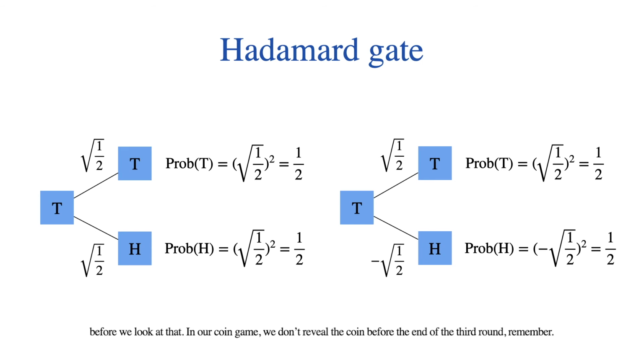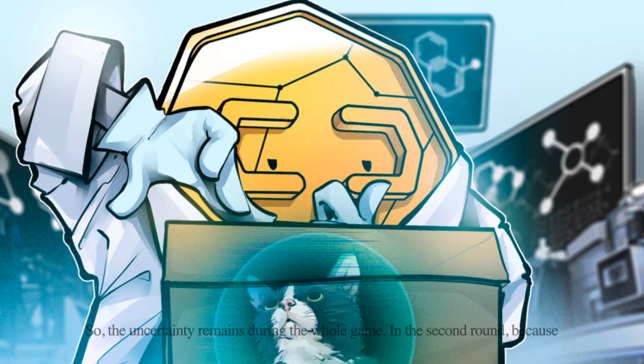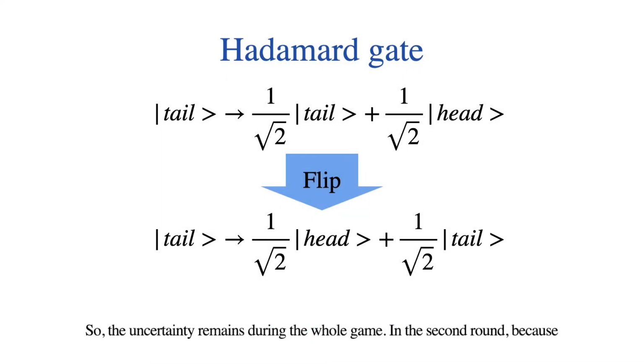In our coin game, we don't reveal the coin before the end of the 3rd round, remember? So the uncertainty remains during the whole game. In the 2nd round, because this quantum coin is in such a combination of 50% head and 50% tail, it remains in this superposition, whether you flip it or not.